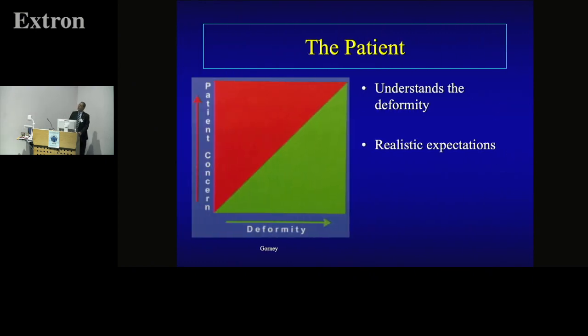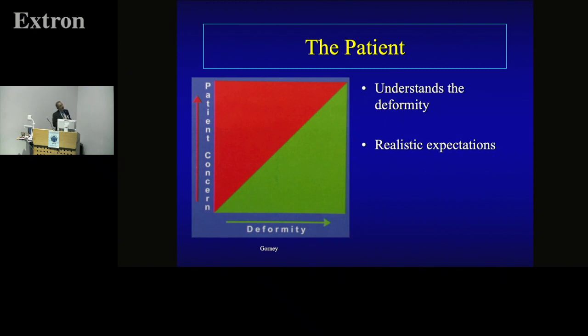So assessing the patient, you need to actually know, is the patient good enough to have surgery, an ideal patient, or a patient who's not going to be happy with anything you do. So this graph was created many years ago by Gorney. The red part is the bad one, and the green one is a good one.